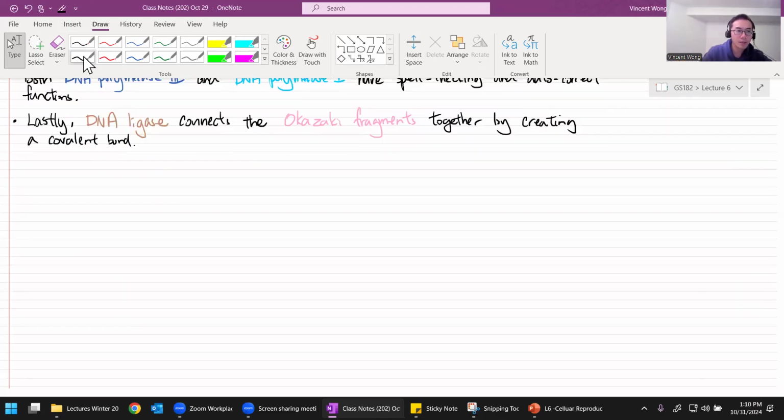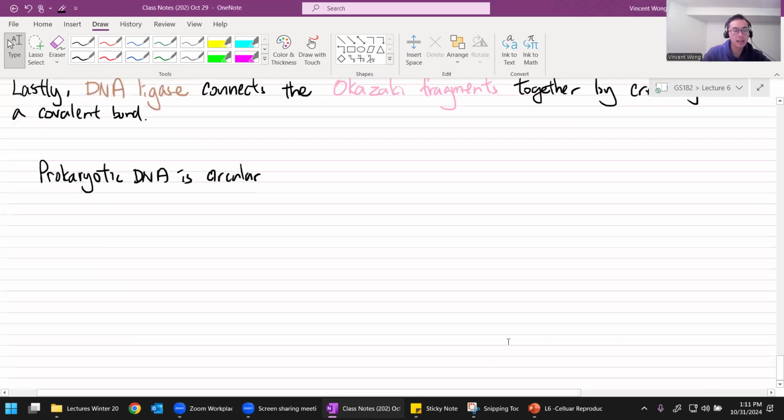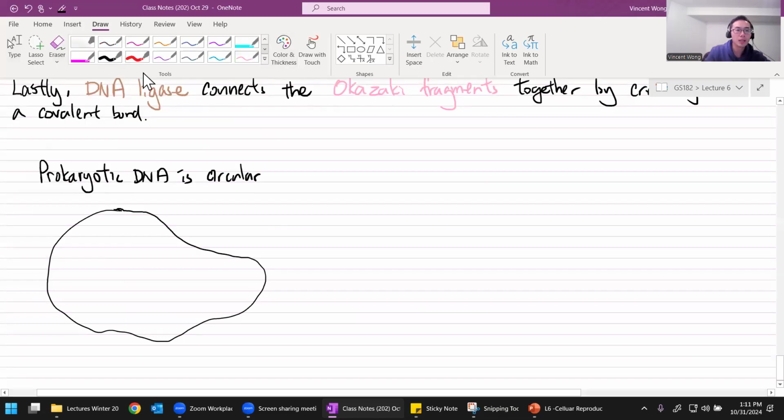So one more thing before we go back to the PowerPoint. I told you the prokaryotic DNA is actually circular, right? So it's double strand, of course, but I'm just going to draw a single strand here to avoid confusion. I just want to help you visualize this a little bit so that you understand. Okay, so there is the primer. I'm not going to put the 5 and the 3. Just know that it's going to go this way, right?